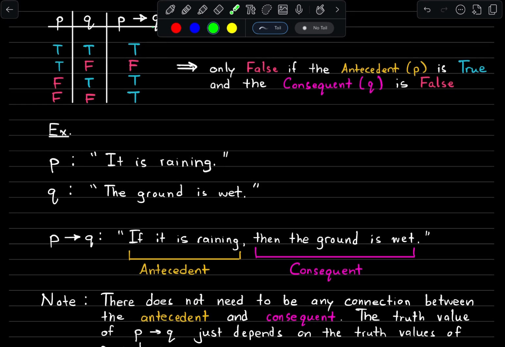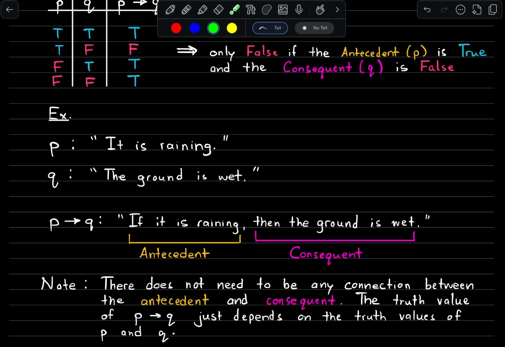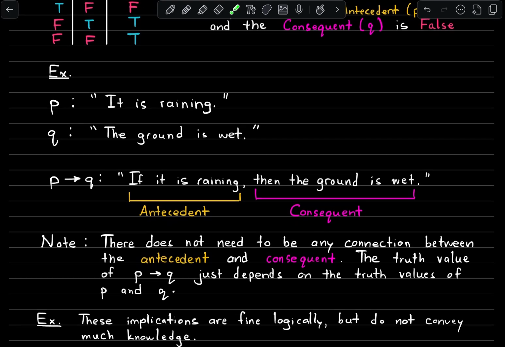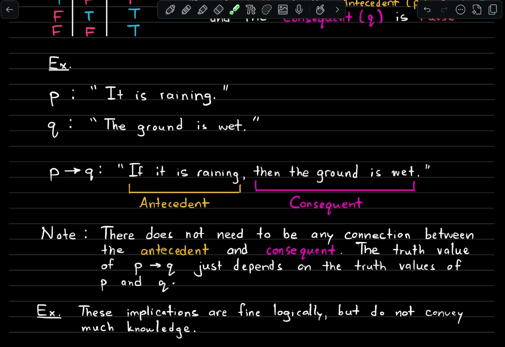So no. In reality, there doesn't need to be some actual connection between the antecedent and consequent. In this case, there is raining and the ground being wet. But the truth value of if P then Q, or the conditional, really just depends on the truth values of P and Q as per the table. Okay, so let's look at some examples. Okay, so these implications are fine logically, but they don't convey much knowledge.